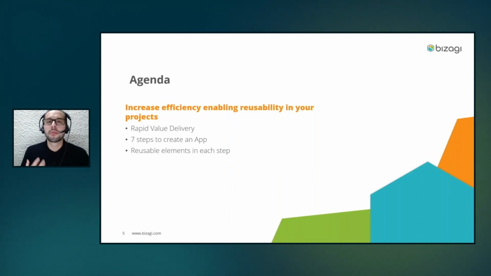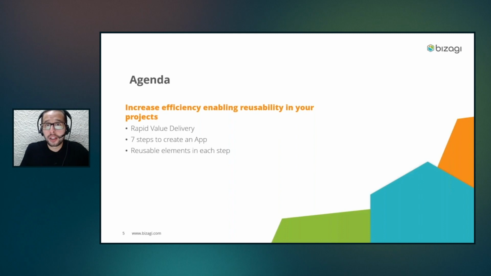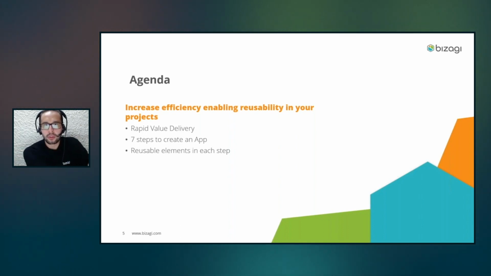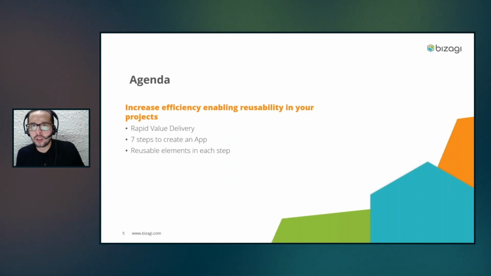Because I am going to focus mainly on the rapid value delivery message that we have in our organization. It is one of the main objectives and strategies that we have defined in Bizagi from the beginning of this year: how we can actually make our customers act to deliver value really quickly, right? That's one of the first things. And then as part of that rapid value delivery, we have within our Bizagi Studio the 7 steps that you can follow to create an application.